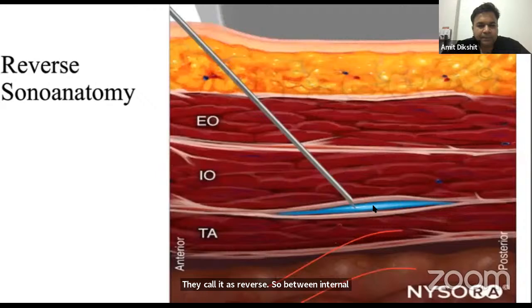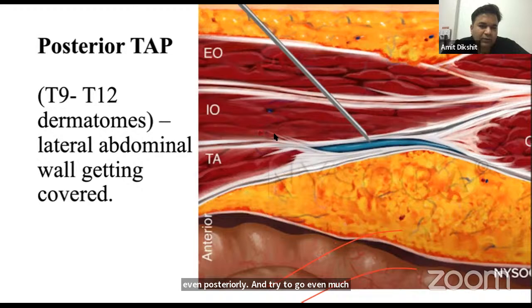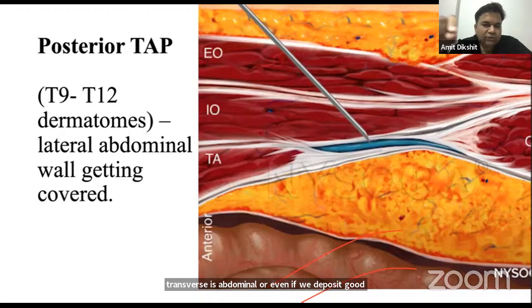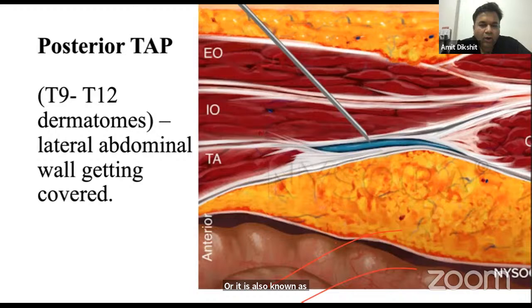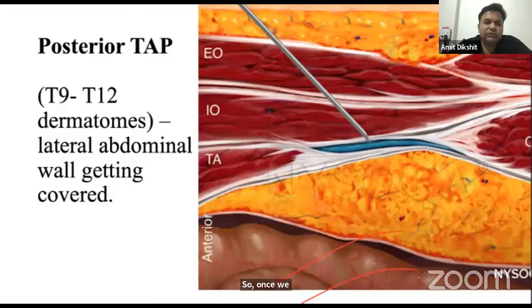Now, to make this block more efficacious, we can drag our probe even posteriorly and go much further, to where the transversus abdominis has started becoming aponeurotic. If we deposit in this area, this TAP plane, this is called the posterior TAP. Sometimes we pierce the aponeurosis of transversus abdominis, or even if we deposit a good amount of drug, it is also known as the fascia transversalis block, or the lateral QL block. Because if we have deposited a good amount of drug and done needling, the drug tends to diffuse in that area. So once we have pierced the aponeurosis of transversus abdominis, it becomes more of a lateral QL. It is very difficult to know exactly whether we have pierced or not. Depositing a good amount of drug here will also help in causing the visceral component of pain relief.